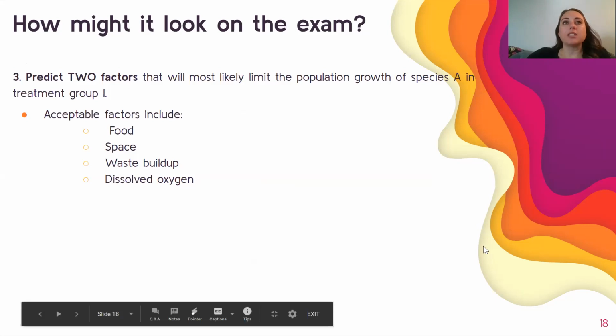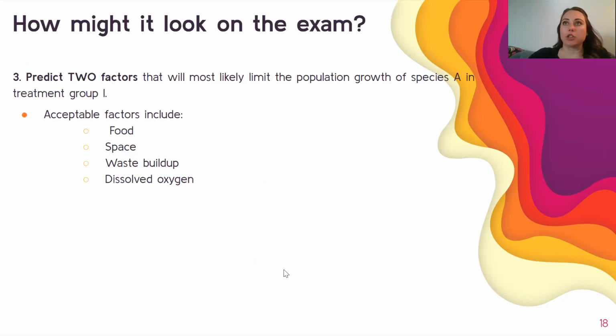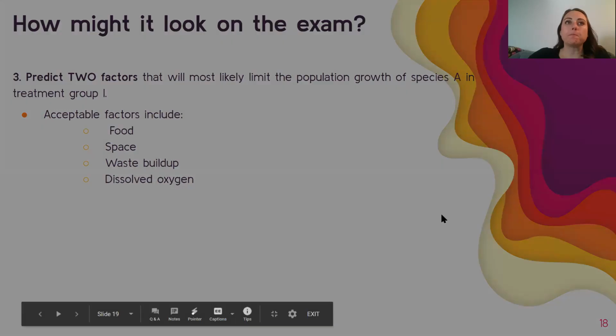Remember that these are density dependent factors. So if you don't know what a density dependent factor is, go back and look that up. But that's something that we need to know about things that impact populations. These are both density dependent controls.